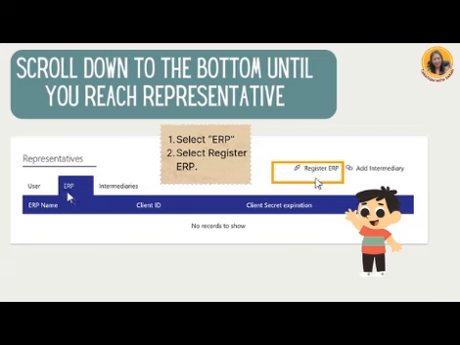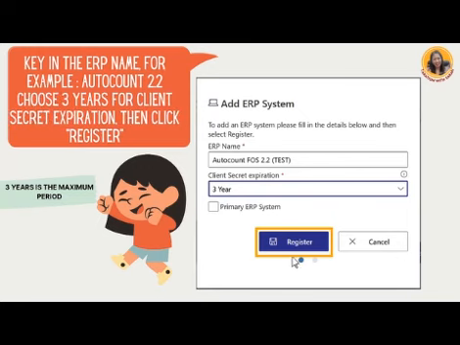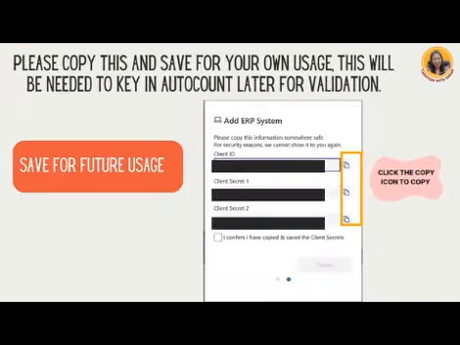Scroll down to the bottom until you reach Representative. Key in the ERP name, for example, AutoCount 2.2. Choose 3 years for client secret expiration. Then click Register. Please copy this and save for your own usage. This will be needed to key in AutoCount later for validation.